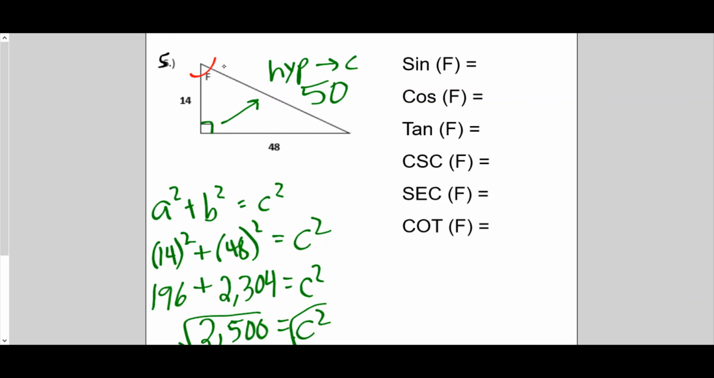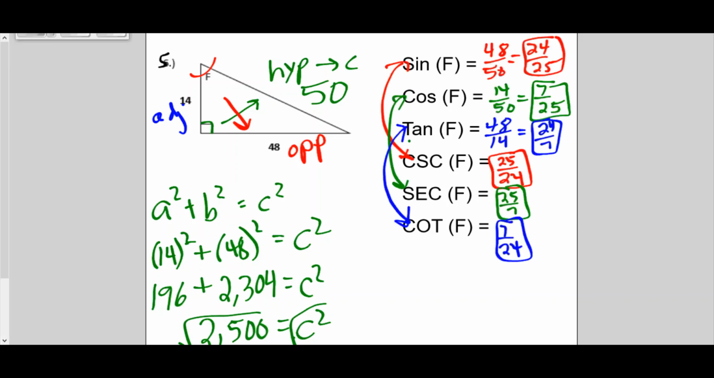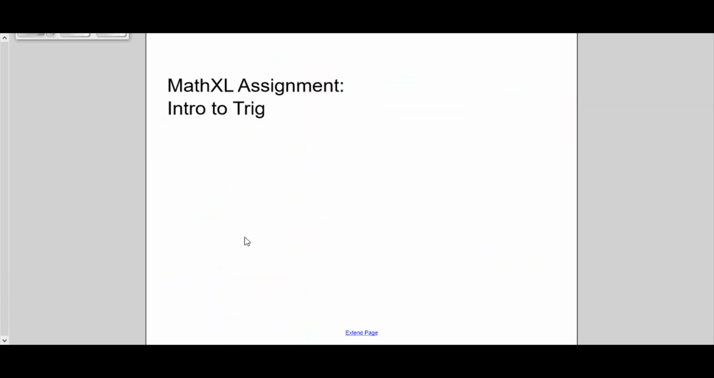From my reference angle F now, I can label the opposite side and the adjacent side. So I have the hypotenuse is 50, the opposite side is 48, and the adjacent side is 14. So I want you to find the 6 trig functions for number 5. Pause the video and give it a try. Hopefully you gave this one a try. I have the answers for the 6 trig functions here on your screen, so you can check your work with mine. So you should be able to complete the Math Excel assignment called Intro to Trig.